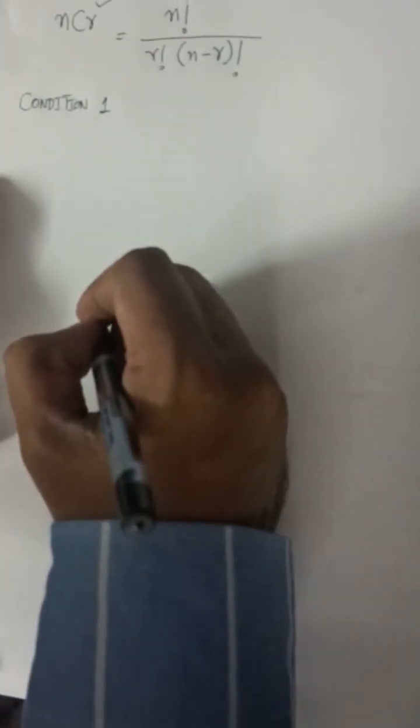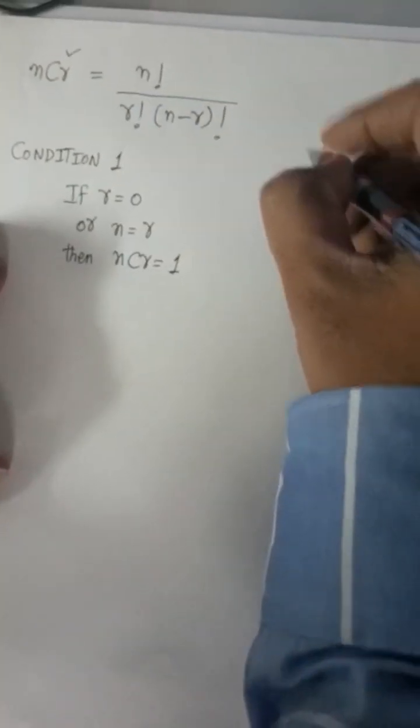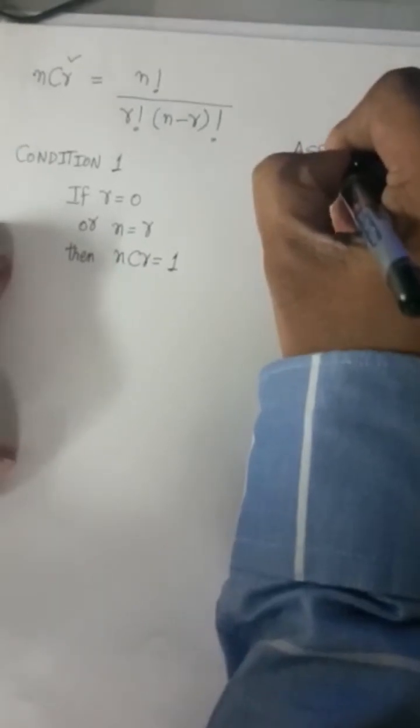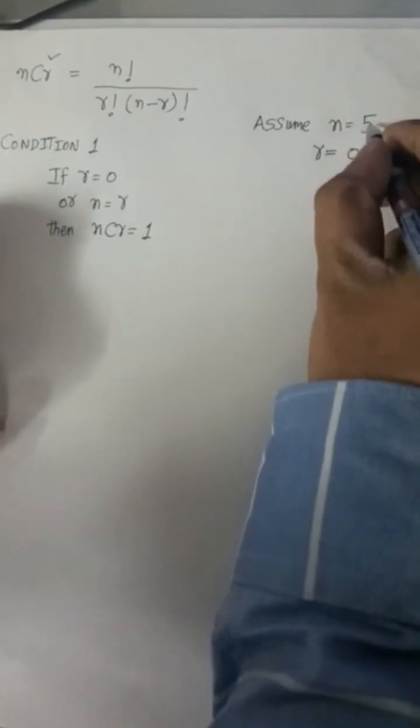Condition 1. In condition 1, if r is equal to 0 or n equal to r, then nCr will be equal to 1. Now to understand condition 1, I will assume n value equal to 5 and r value equal to 0, and I will substitute these values of n and r in the formula to compute nCr.